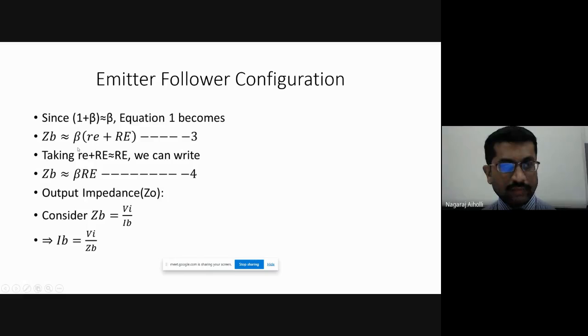Therefore, this Zb equation will become Zb is approximately equal to re plus Re, which can be written as capital Re. Therefore, Zb is approximately equal to beta into capital Re. Take it as equation 4. We derived the equation for input impedance and the impedance at the base terminal, beta into Re. Now let us find the equation for output impedance.